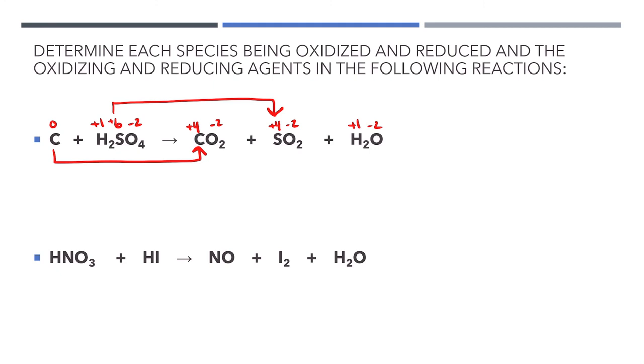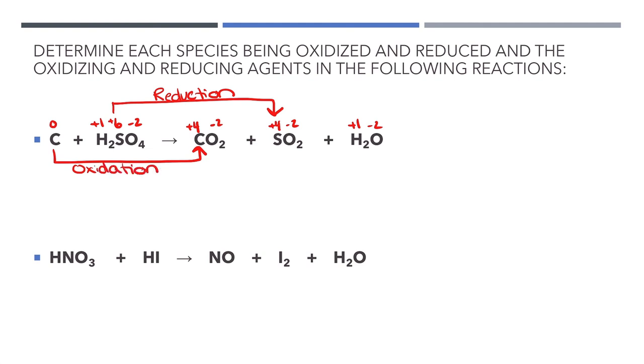Now I want to label which one is reduction and which one is oxidation. Remember, if the charge goes down, it's reduction. In this case, sulfur went from a +6 down to a +4, so this is going to be our reduction half of the reaction. And that means this is going to be our oxidation half of the reaction.